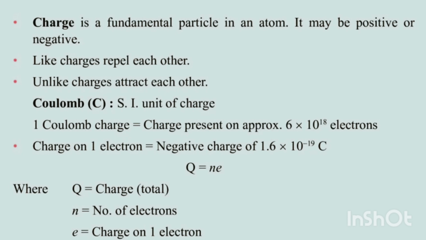1 coulomb of charge is equal to the charge present on approximately 6 into 10 to the power of 18 electrons. The charge of 1 electron is equal to negative 1.6 into 10 to the power of minus 19 coulomb. With the formula we can say Q is equal to Ne, where Q is charge, N is the number of electrons, and e is the charge on one electron.